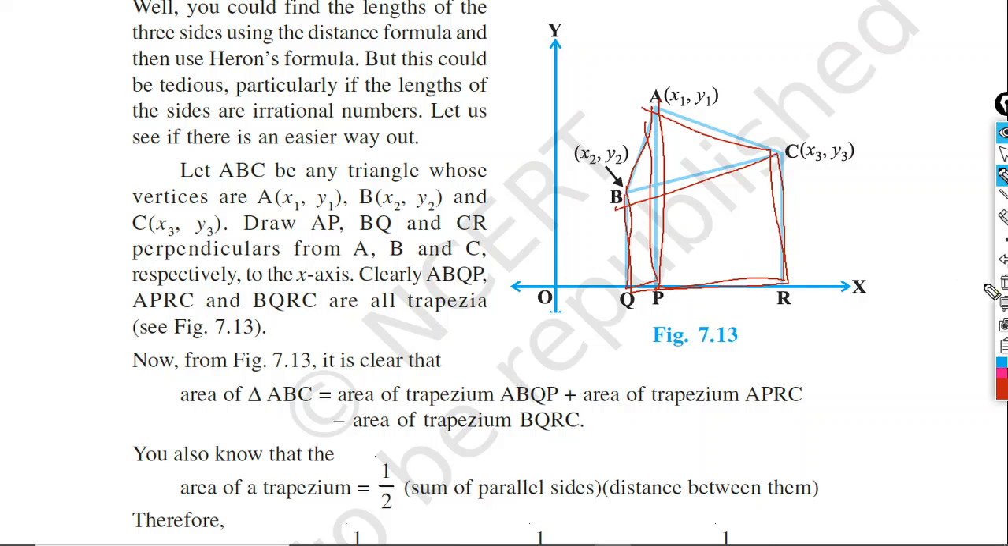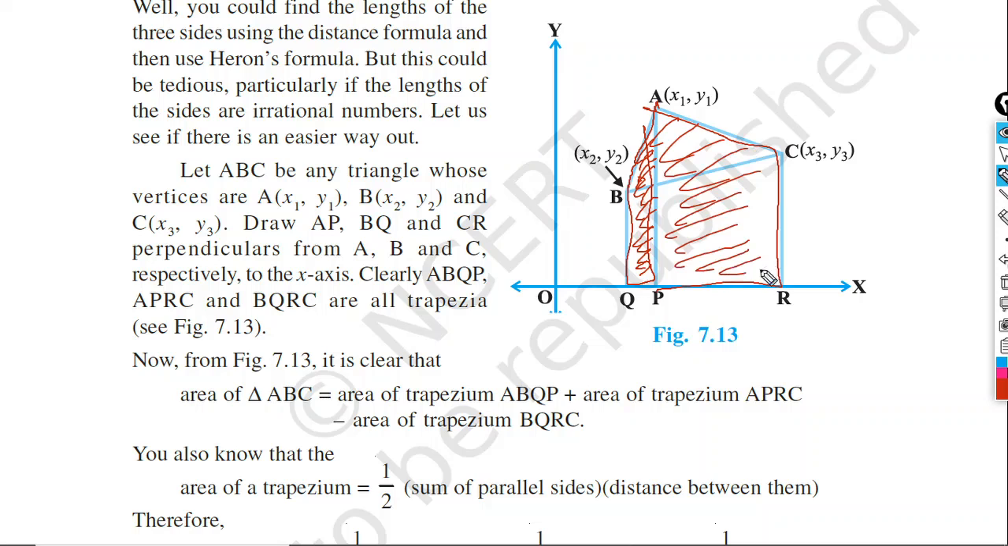Now to find the area of triangle ABC, we can take the help of these three trapeziums. What can we do? We can add the area of trapezium ABQP first. That means this area I am marking, plus area of trapezium APRC, this much. So we have got the whole area.